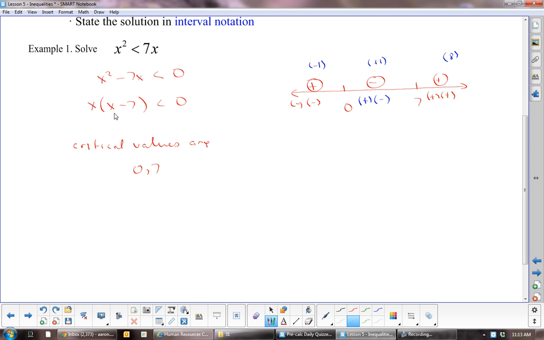So does everybody see that using my test values I've answered the question? It says, when is this less than 0? Does everybody know another word for less than 0? Negative. It's asking, when is this negative? I have found using my critical values and then test values, when is this less than 0? It is less than 0 between 0 and 7. Okay?